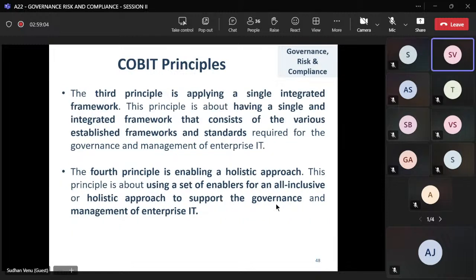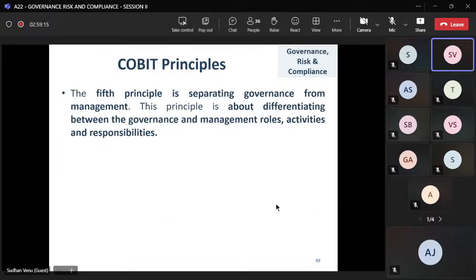So that is what we are explaining. The third principle is applying a single integrated framework, and the framework contains various enterprise frameworks and standards. The fourth is a holistic approach and support for governance and management of enterprise IT. And the fifth is differentiating between the governance and management roles, activities, and responsibilities.